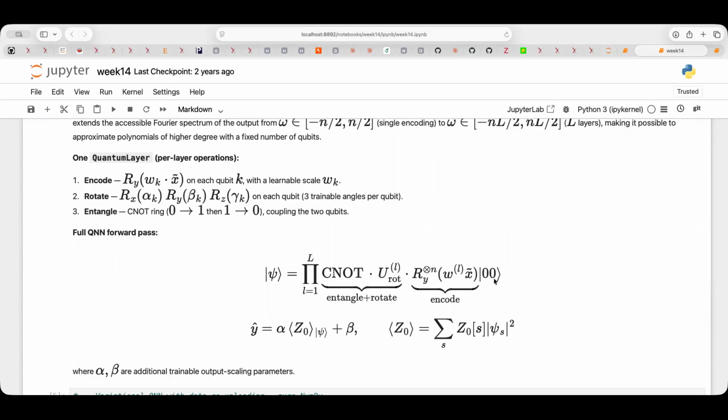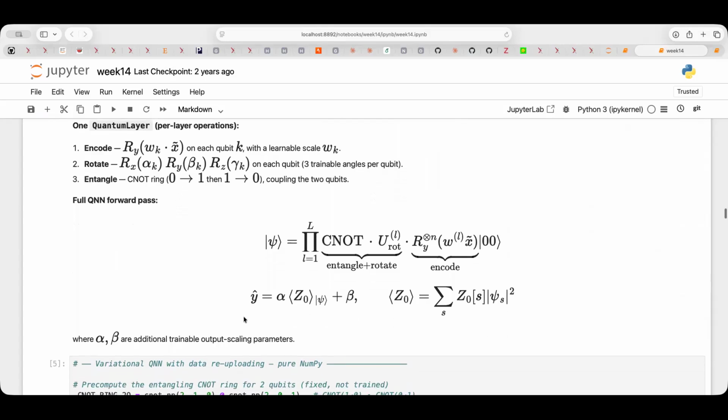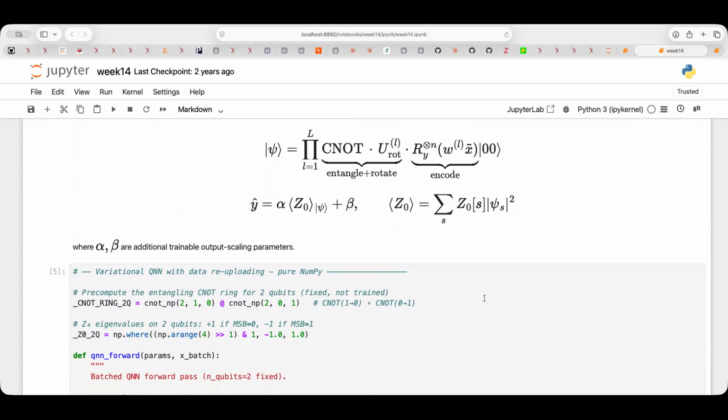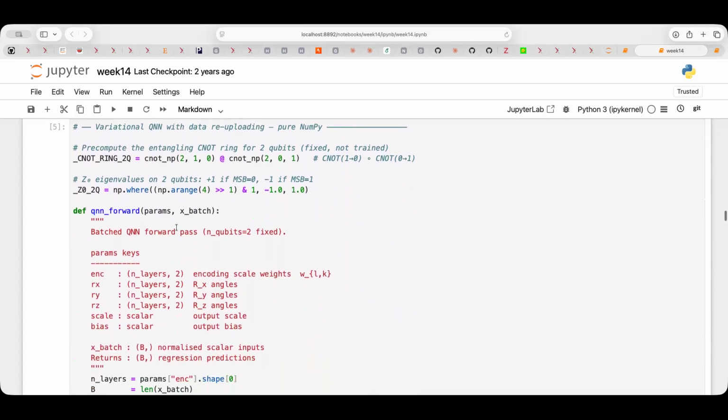And the data is on 2 qubits. They're prepared in the state 0, 0. And the function which I'm, the Y data, is now given by alpha times the expectation value of Z0. And Z0 is simply us collecting all the expectation values of all the results which we get. So these are additional trainable output scaling parameters.